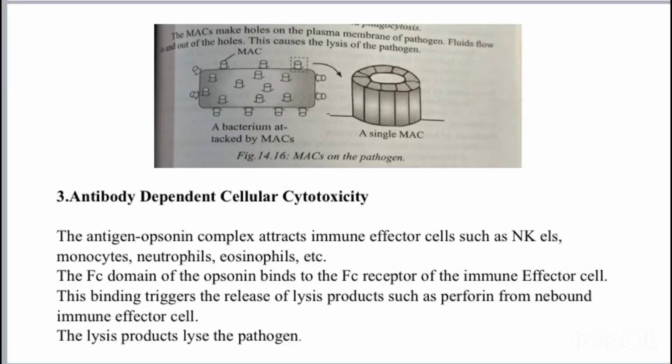The third one is antibody dependent cellular cytotoxicity. The antigen opsonin complex attracts the immune effector cells such as NK cells, monocytes, neutrophils, eosinophils, etc. The Fc domain of the opsonin binds to the Fc receptor of the immune effector cells. This binding triggers the release of lysis products such as perforin from the immune effector cells. The lysis products lyse the pathogen.